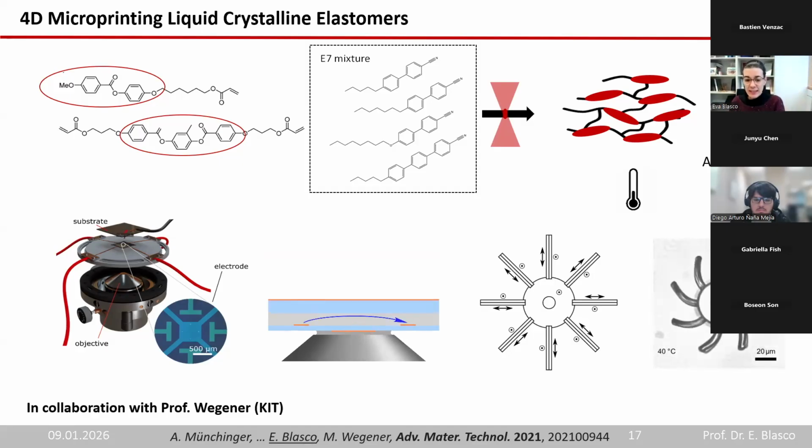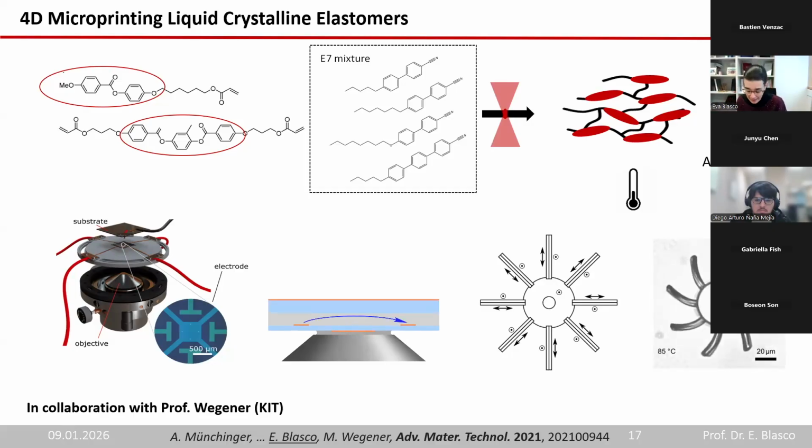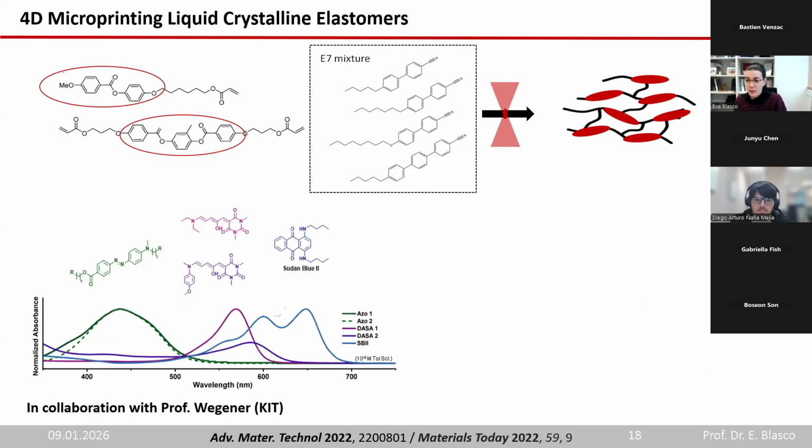So that was a first example working with this. You see that the temperature you need is rather high, so not compatible with many applications. So then we decide, okay, why are we not changing the stimuli? Temperature is rather global. Let's try with light.